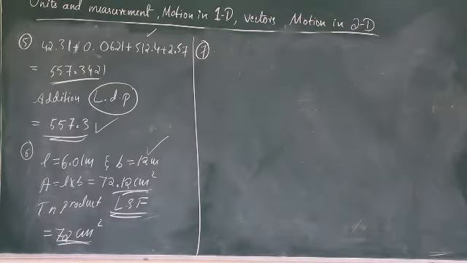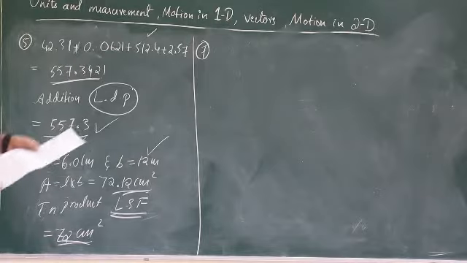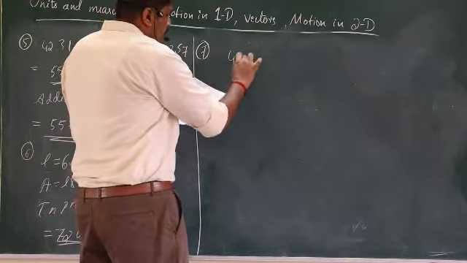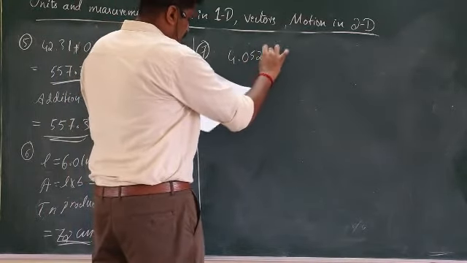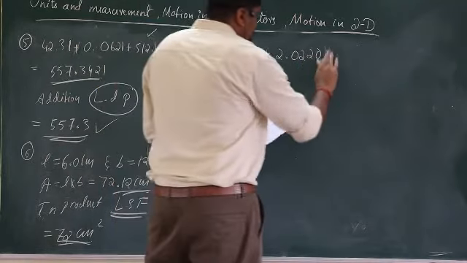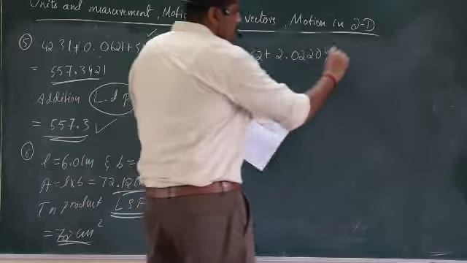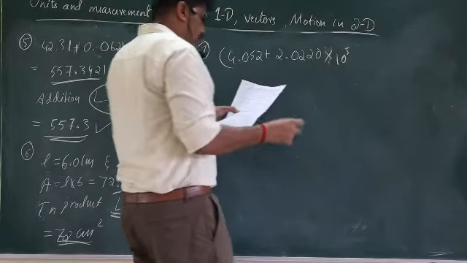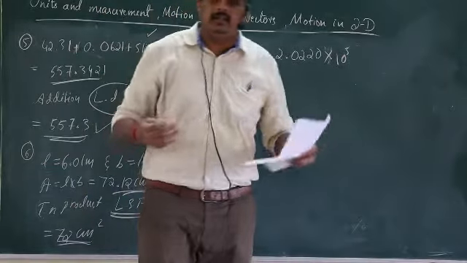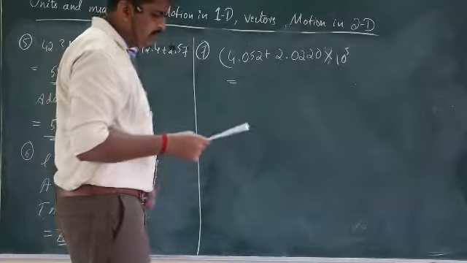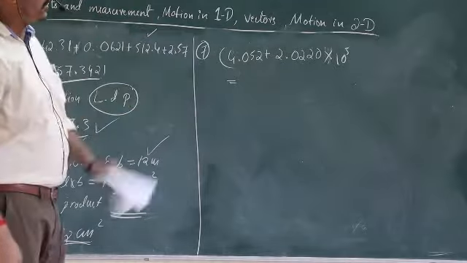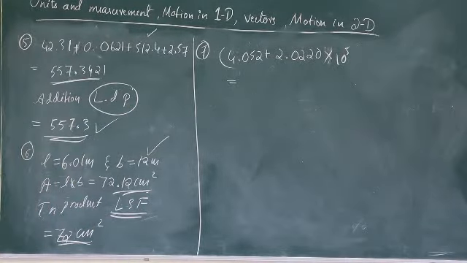Question number 7. The question is, what is the number of significant figures in the given 4.052 plus 2.0220, along with that, the power is also given. Always remember, the power doesn't matter when it is raised. The significant figures remain one and the same, though you have raised the number into different manner or scales. So when you add up, you have to get the answer.